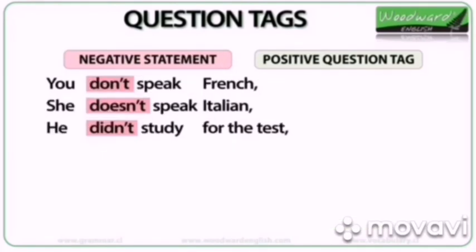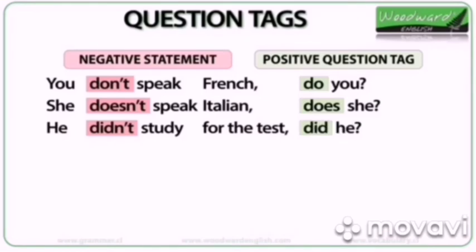When a statement has don't, doesn't, or didn't in it, you just remove the negative end part, n't, to make it a positive question tag. You don't speak French. Do you? She doesn't speak Italian. Does she? He didn't study for the test. Did he?